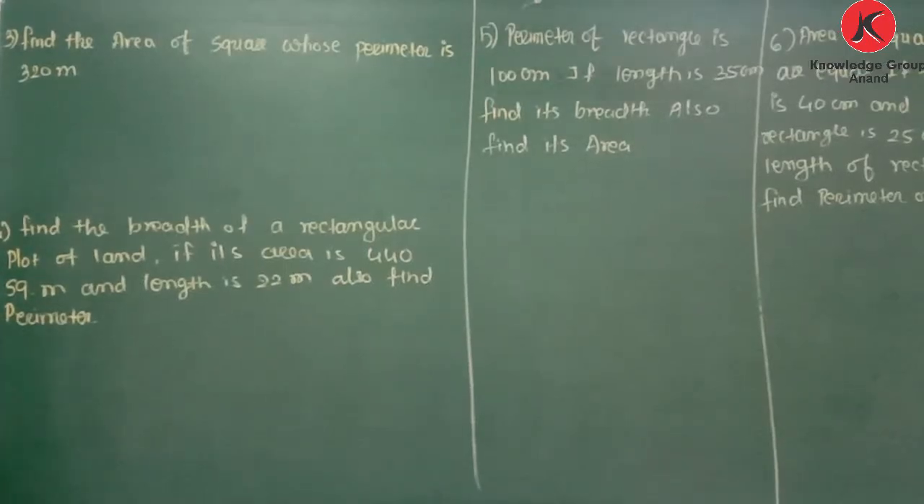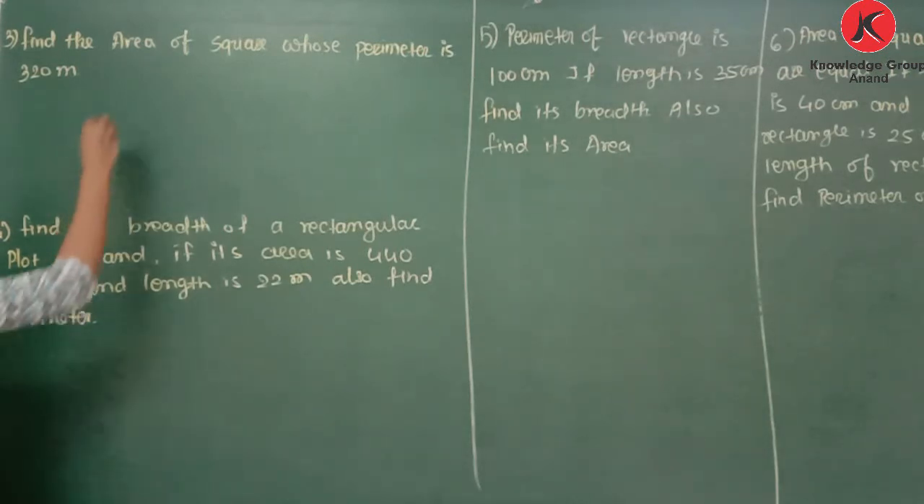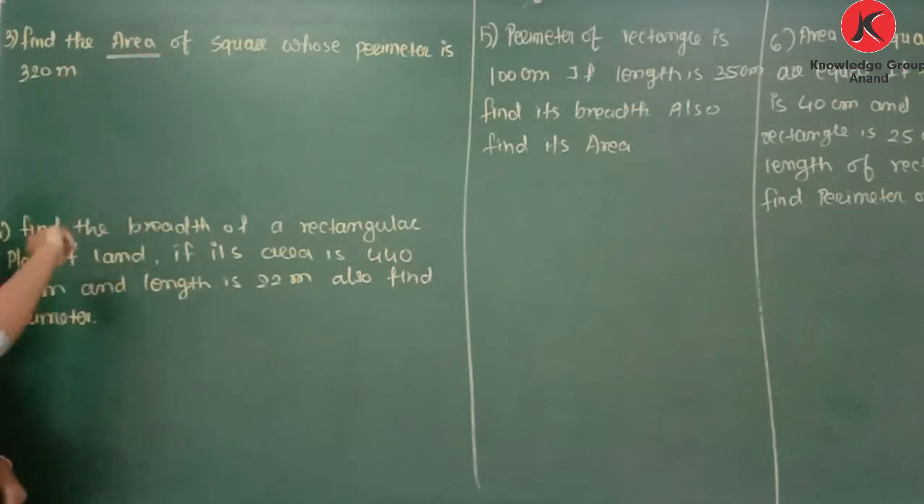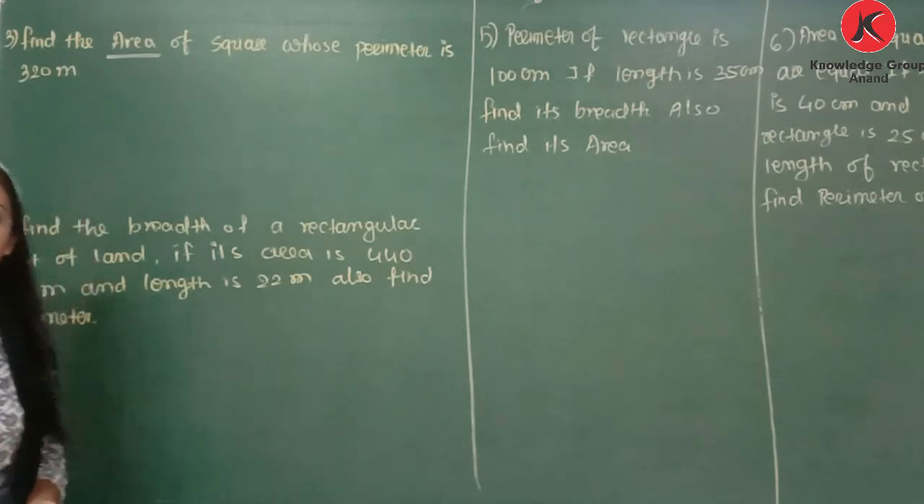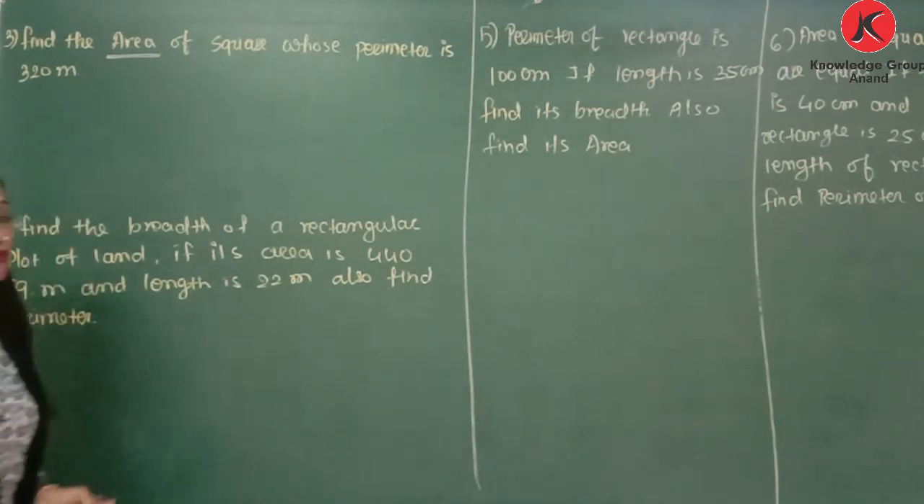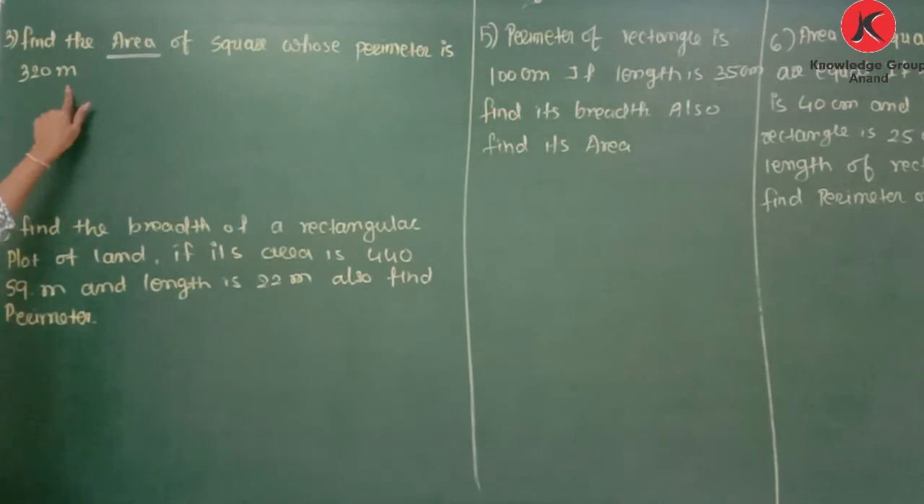Now let's take the next example, that is, find the area of a square whose perimeter is 320 meter. How can we find the area from the perimeter? What is the equation for area? That is side multiply side. It means to find the area of a square we need the value of a side, and from the perimeter first of all we will find the side.